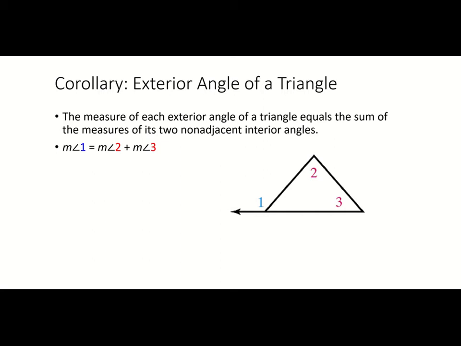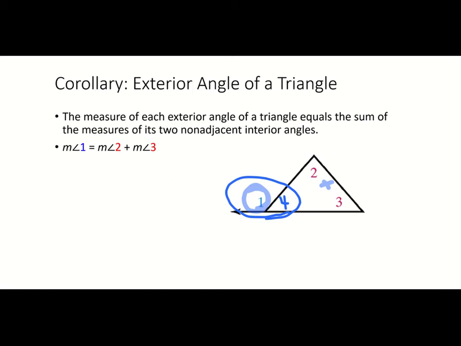So here, angle 1 is always going to be equal to the sum of the measures of angles 2 and 3. They are the non-adjacent interior angles. And I want you to think about that. We know that angle 1, and if I just add in, let's put in a 4 here so we can see it, angle 1 and angle 4, these two form a linear pair.